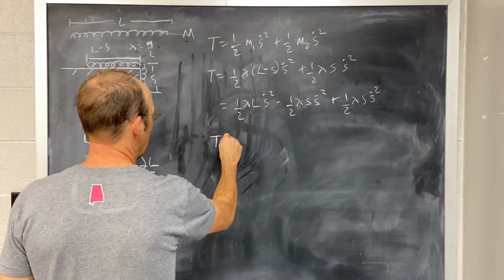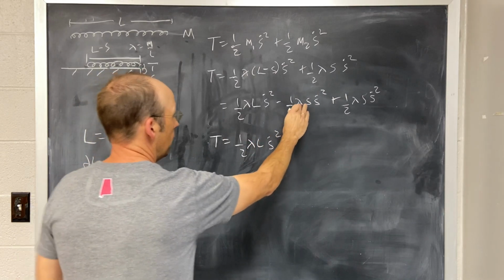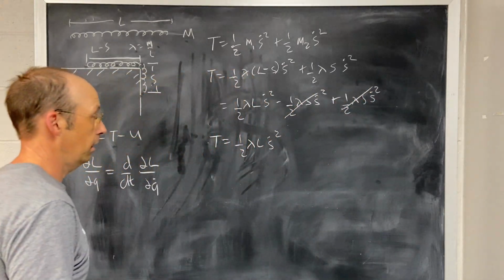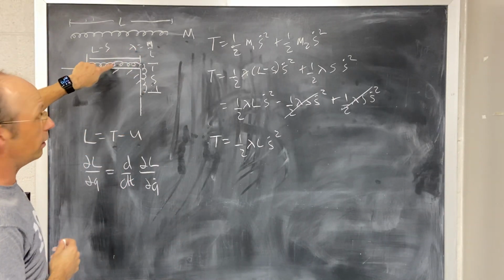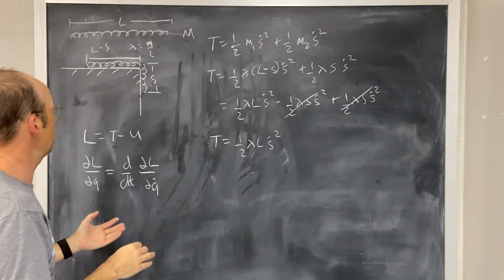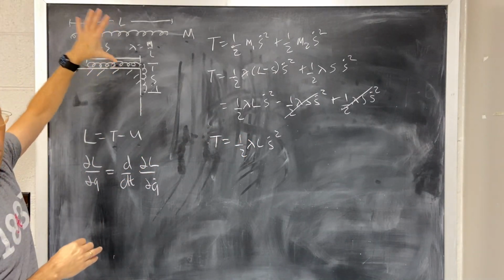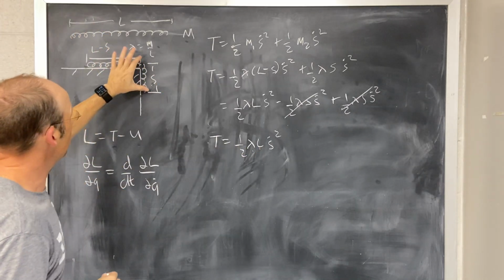But then I get the kinetic energy is 1/2 lambda L S dot squared. These two terms cancel. That makes sense, right? This piece has the same velocity as that piece. So the whole chain is moving with the same speed, even though in different directions. So I can just say the total mass, which is lambda times L, times the velocity s dot.